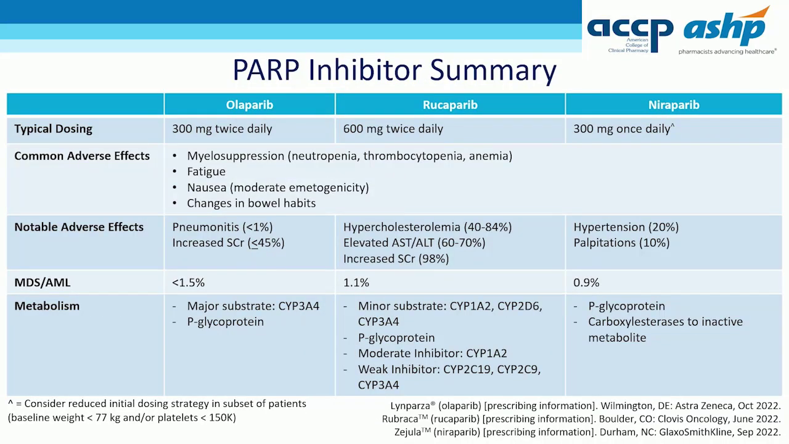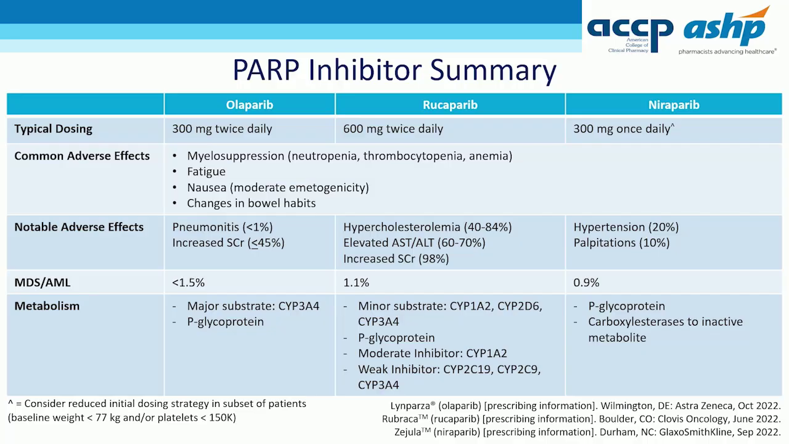And so some specifics about the different PARP inhibitors and kind of comparing them to each other. Olaparib is 300 milligrams twice daily. Rucaparib is also twice daily at 600 milligrams. And then niraparib is either 300 milligrams once daily or 200 milligrams once daily if you're following that weight and platelets.